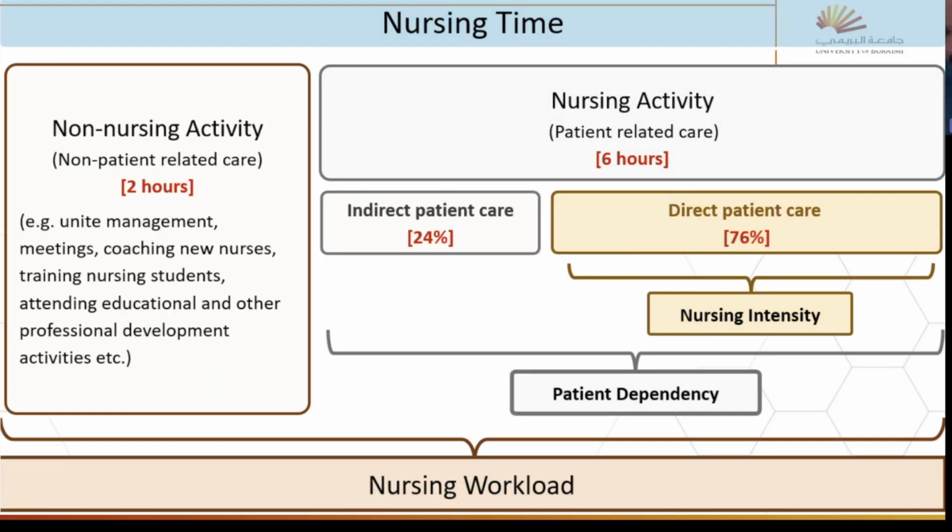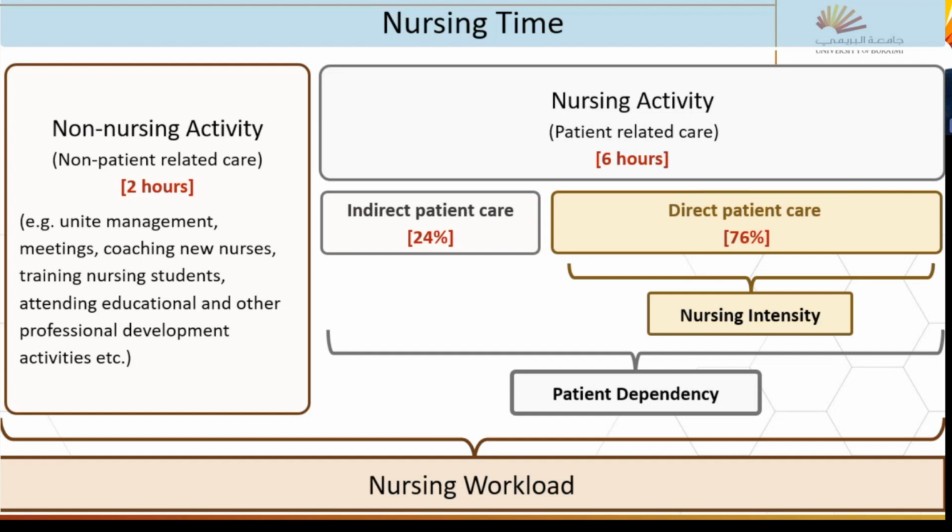And then how the nurses distribute their time within the care, the nursing time, which is calculated or estimated to be 8 hours, starting with the non-nursing activities that take 2 hours, and the nursing activities that take 6 hours, 24% of this time going for the indirect patient care, and around 5.3 to 5.5 hours going for the direct patient care.